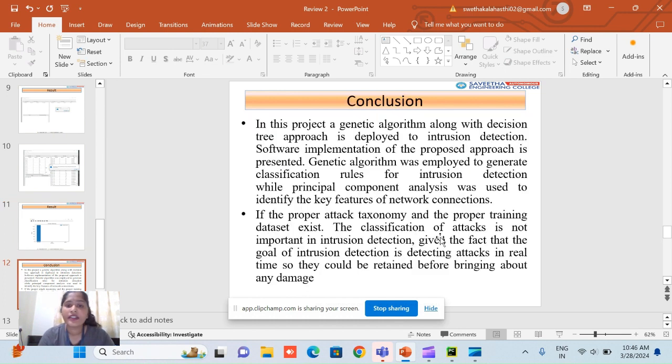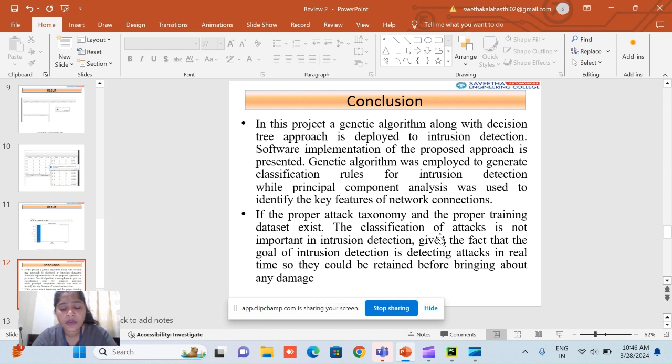In conclusion, in this project a genetic algorithm along with a decision tree is deployed in the intrusion detection system. Genetic algorithms are employed to generate the classification rules for the intrusion detection system. And the proper attack and the proper training dataset exist. The classification of attacks is important in an intrusion detection system.